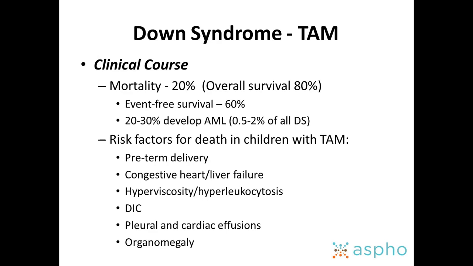The clinical course: it's not trivial, even though TAM can spontaneously resolve. You can have mortality in 20% of kids, and that's not just including the 20 to 30% that develop AML. Risk factors are going to be preterm delivery, congestive heart and liver failure, hyperviscosity, DIC, effusion. So basically, if you have such a big cellular burden from your myeloproliferation, that's really what can cause problems.